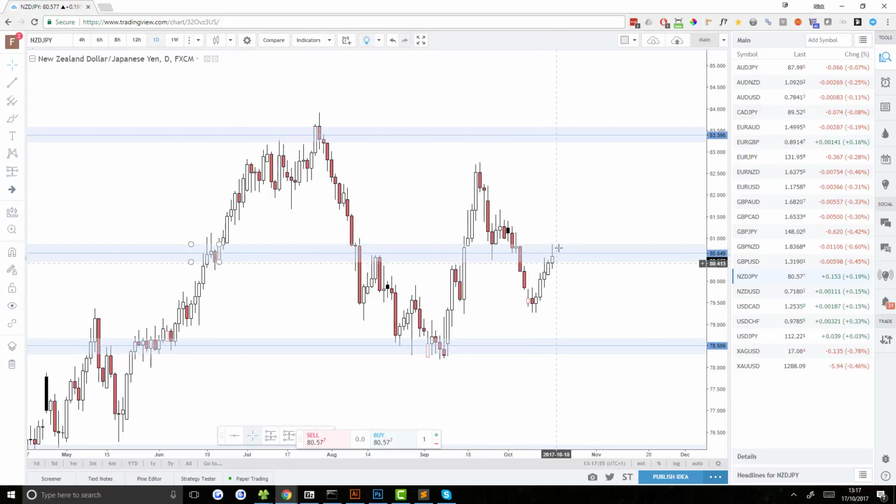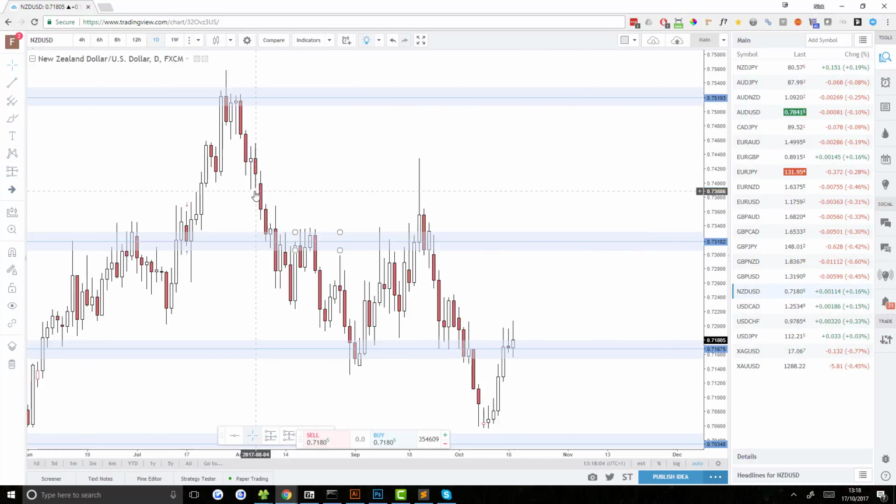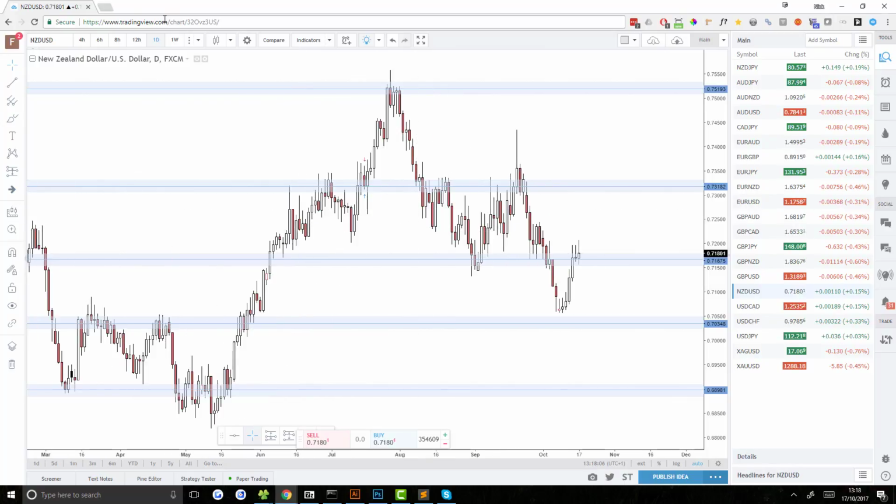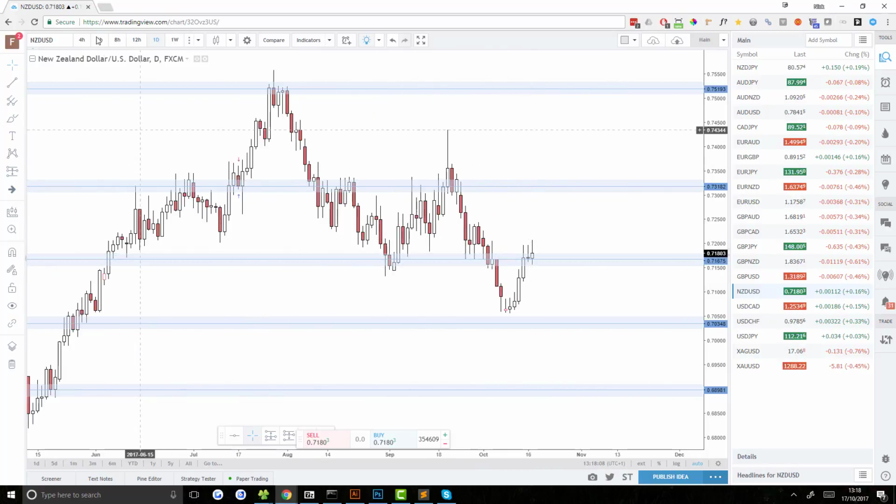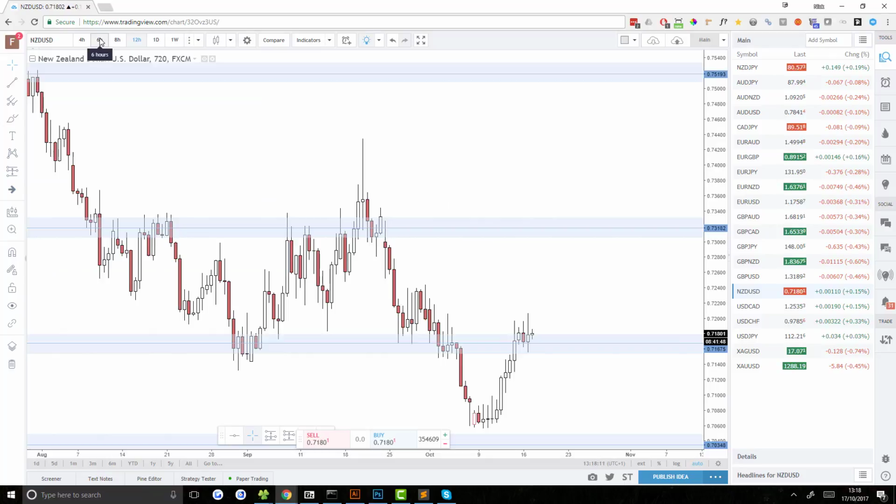So let's keep a close eye on this. This might give us a nice little short setup. New Zealand JPY, first potential of the day. Hopefully there's some more, and there is some more. Straight on to New Zealand USD, stalling pretty heavily on this resistance area.